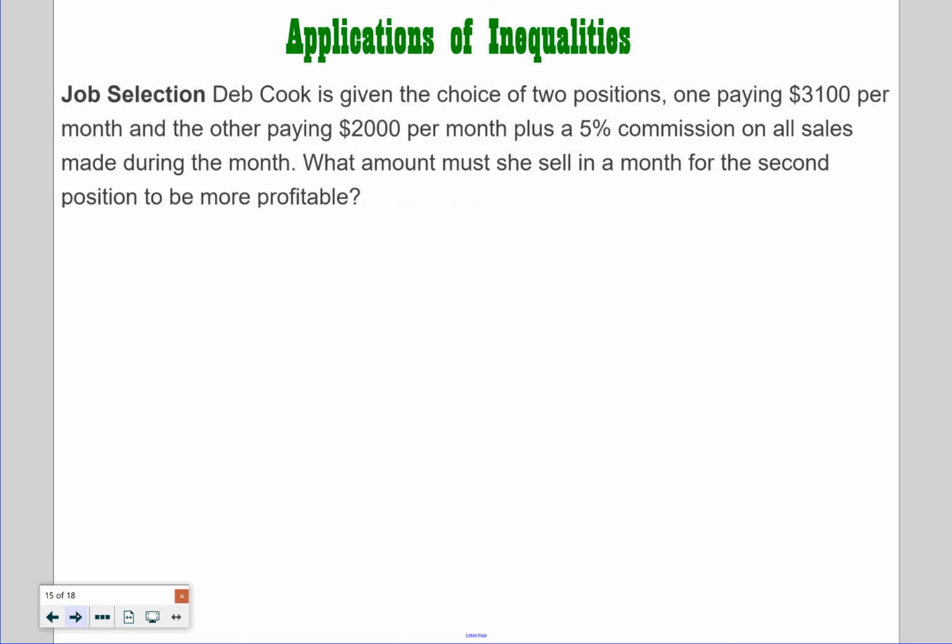Let's look at another one. Deb Cook is given the choice of two positions, one paying $3,100 per month and another paying $2,000 per month, plus a 5% commission on all sales. What amount must she sell in a month for the second position to be more profitable?